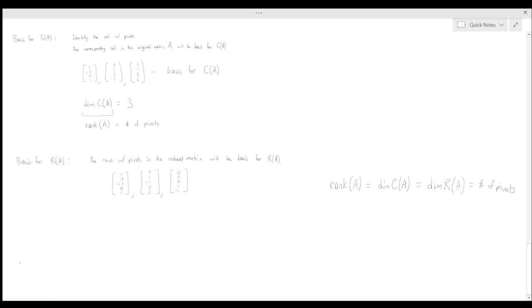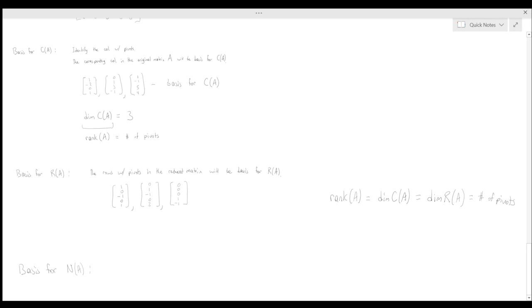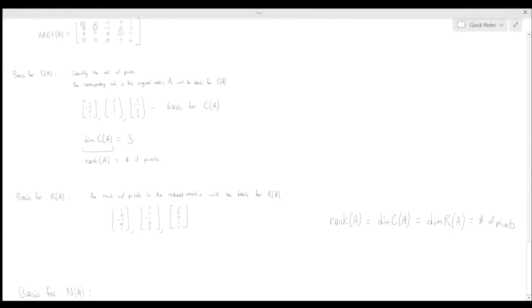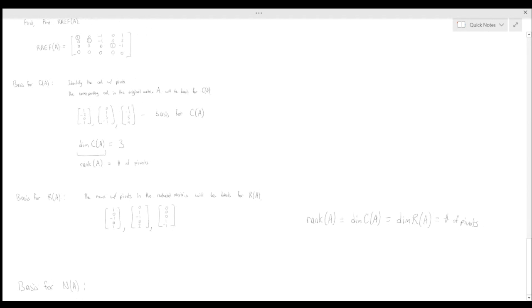The next easiest one to get would be a basis for the null space. So to get a basis for the null space, remember the null space was the solutions to AX equals 0. So you will need to actually work out what those solutions are in order to find the null space. So from the reduced matrix, I'm going to write out the corresponding system of equations for the null space.